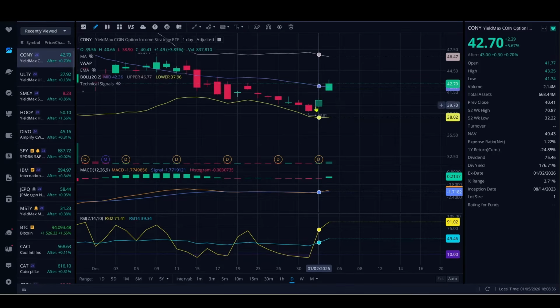So because CONY is not on the bottom half of that Bollinger Band and that RSI 2 is not under 10, I am passing on any purchases of CONY at the current time. So even though it's red, I am not buying.